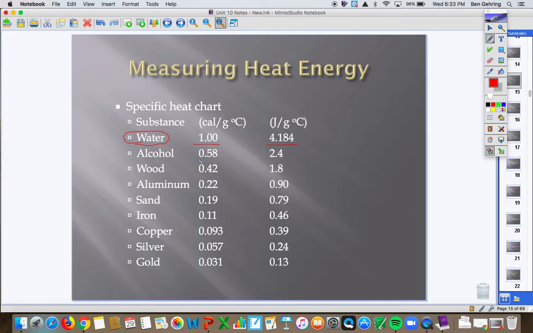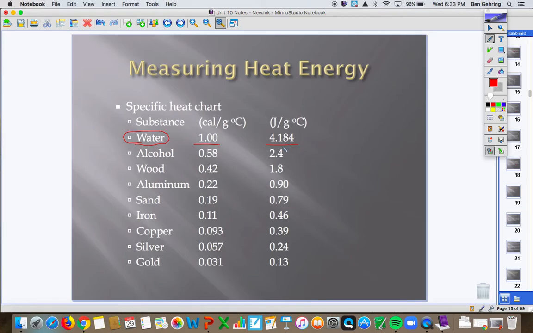Other substances: alcohol, wood, aluminum, sand, iron, copper, silver, and gold. Look at all these very small numbers, especially compared to this 1 or this 4.184. Fractions of the number. So very small specific heat. If you gave the same amount of energy to these two different substances, one is going to heat up a lot, one is not.